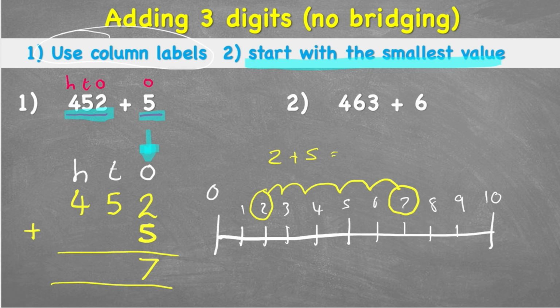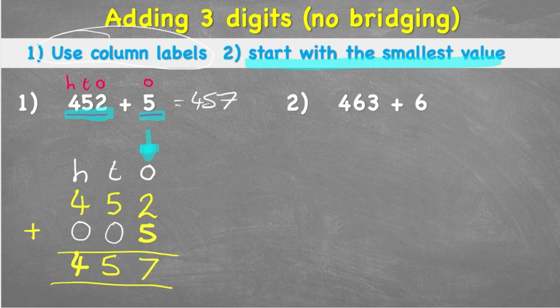Now my next question, there's a 5 in the tens column and nothing in the next row. So I could put this little placeholder 0 here, and 5 add 0 is obviously 5. And same thing for the next one. My hundreds column, I have a 4 and nothing, so I could put the placeholder 0. 4 add 0 is of course 4. Therefore my answer to 452 plus 5 equals 457.